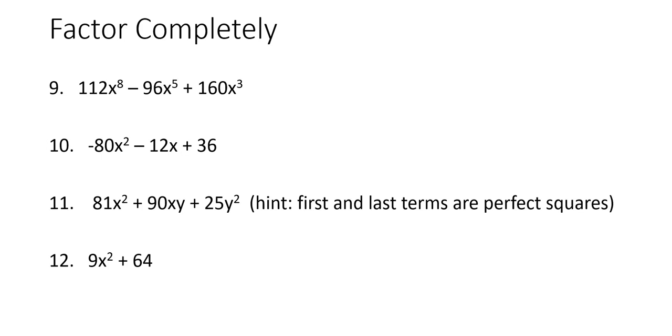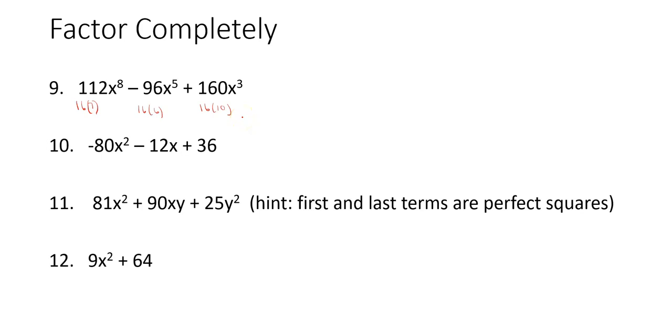16 and 10 multiply to be 160. So I wonder if all of them are divisible by 16. 112 divided by 16? Sure enough. 112 divided by 16 is 7. So 16 times 7 gives me 112. How about 96 divided by 16? Oh, that's 6. 16 times 6 is 96, and 16 times 10 is 160.